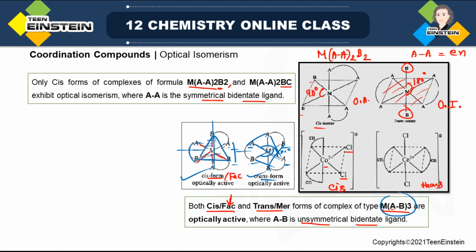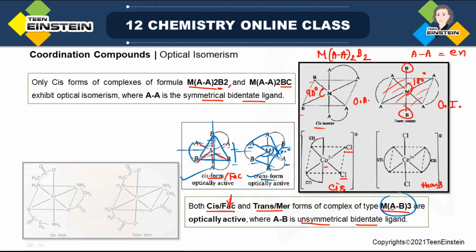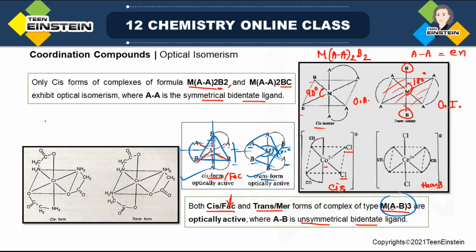Now this is the general expression because we are just saying A and B. But if you take an actual example, see, what example have we taken here? We have taken the complex chromium gly whole 3. Now what is gly? Glycine is the most simple amino acid. Let me write it differently: NH2, this is one terminal, then CH2, C double bond O, OH, but here I will write O minus because it will act as the donating site. So see, both ends are not the same. One end you have nitrogen, another end you have O minus, and it is binding with the metal like this. That means it is a bidentate unsymmetrical ligand.